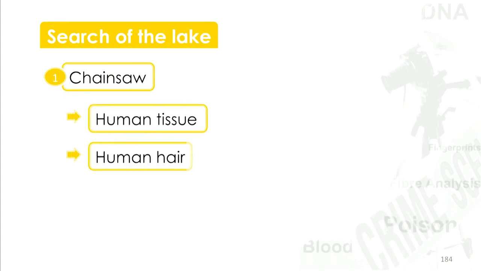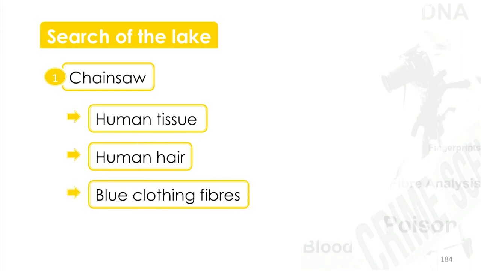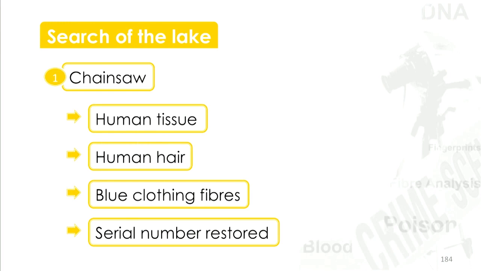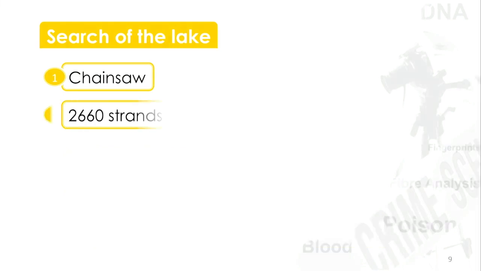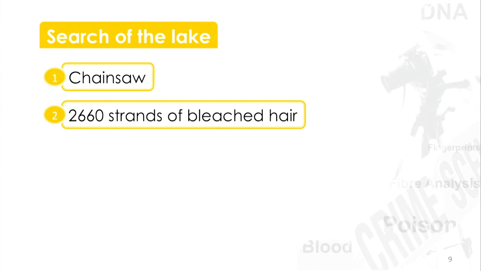Now, what did they find in the lake? They found a chainsaw. In the chainsaw, there were traces of human tissue, human hair, and also blue clothing fibers. They were able to get the serial number of the chainsaw, and it turns out that this chainsaw had been the one used by Richard Crafts. In the lake, they also found 2,660 strands of bleached human hair, which matches Helly's hair color.